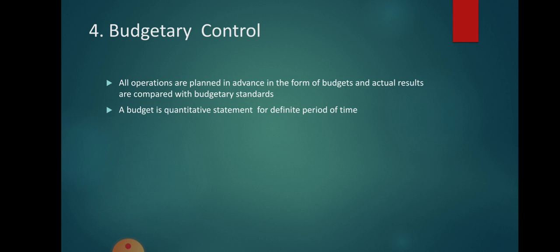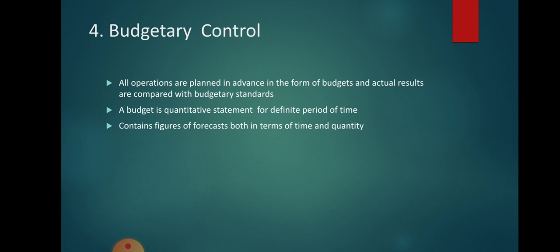Generally a budget is done for incomes and expenses, quantitative, and it is done for a definite period of time, maybe 1 week, 1 month, or 6 months, 1 year, like that. So budget for 1 month, budget for 6 months, budget for 1 year. For a fixed period we prepare the budget in the form of incomes and expenses, and it contains figures of forecasts both in terms of time and quantity.